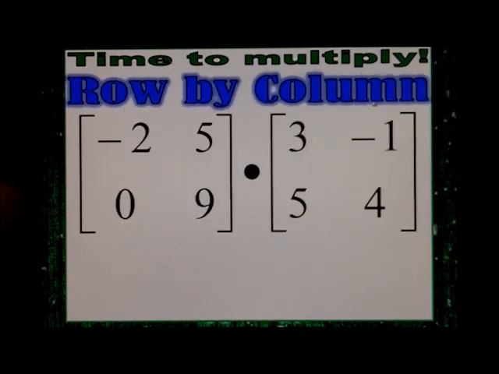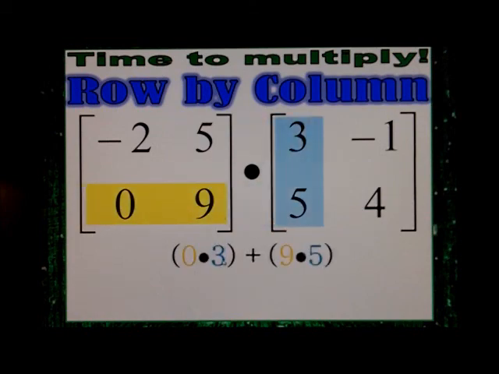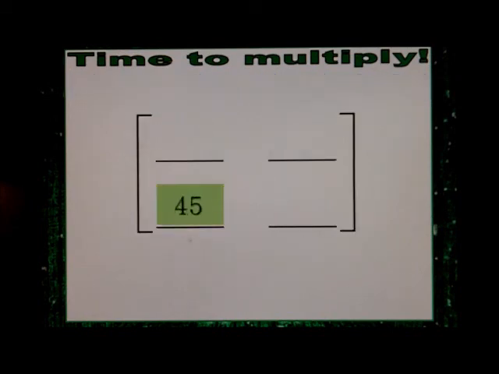Row by column. Wait, I've already done this row with both columns. What do I have left? Oh, I have this row. So I do this row times this column, and I get 0 times 3 and 9 times 5. I get 0 plus 45, which gives me a simple answer of 45. So 45 goes down here in the bottom left corner. Sweet. I still have all those numbers up there, so I am three-quarters, 75 percent, of the way home.